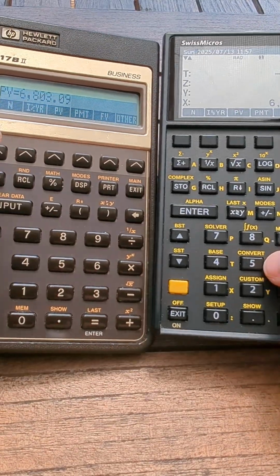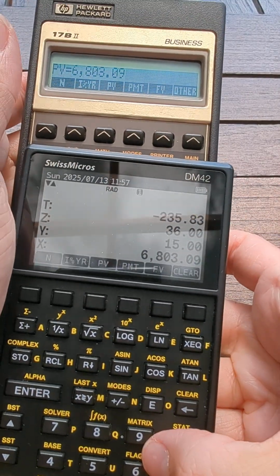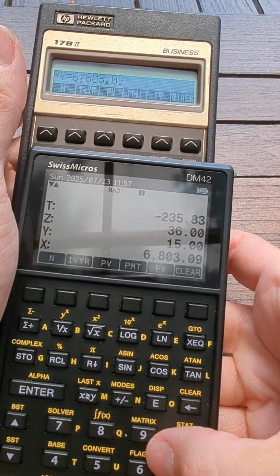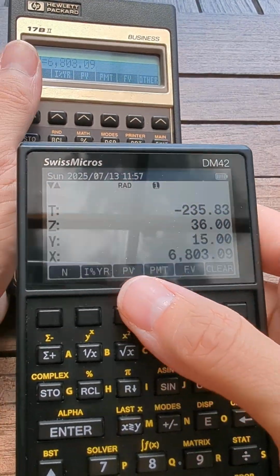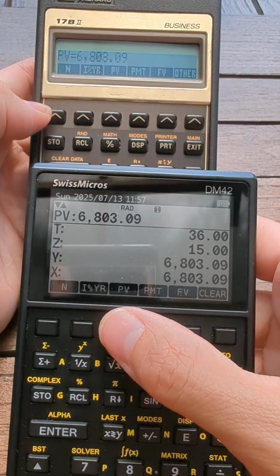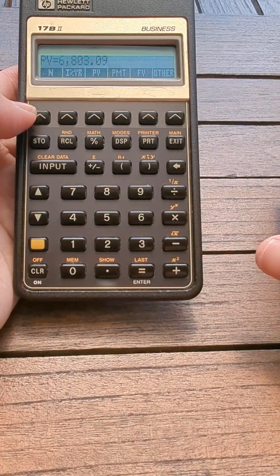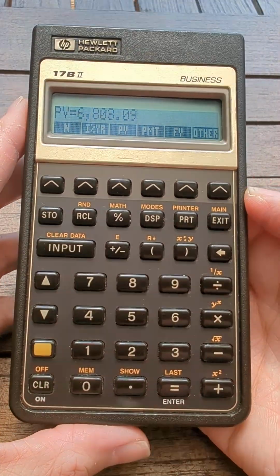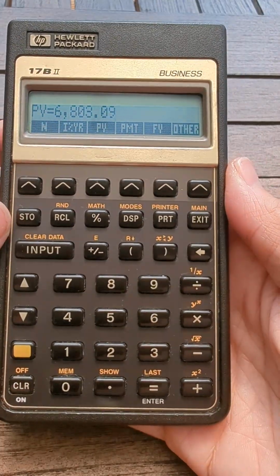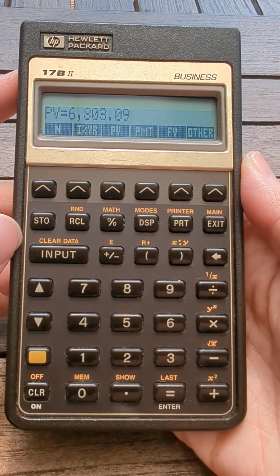Anyway, that was just a quick look at how similar and different these two are. Yeah. This is a really nice calculator, this one. This might be my favourite physical financial calculator so far, actually. Okay, that's all.